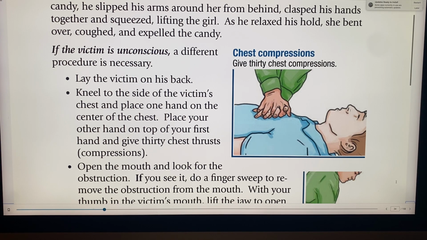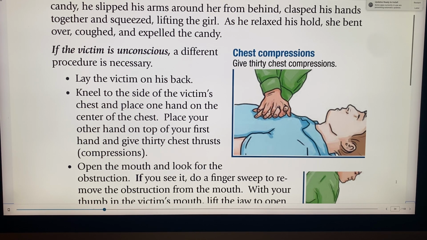And then if that doesn't clear it, then you start doing 30 chest compressions again. So 30 to 2, right? You got to get it cleared out, because it only takes a few minutes and they will not survive.